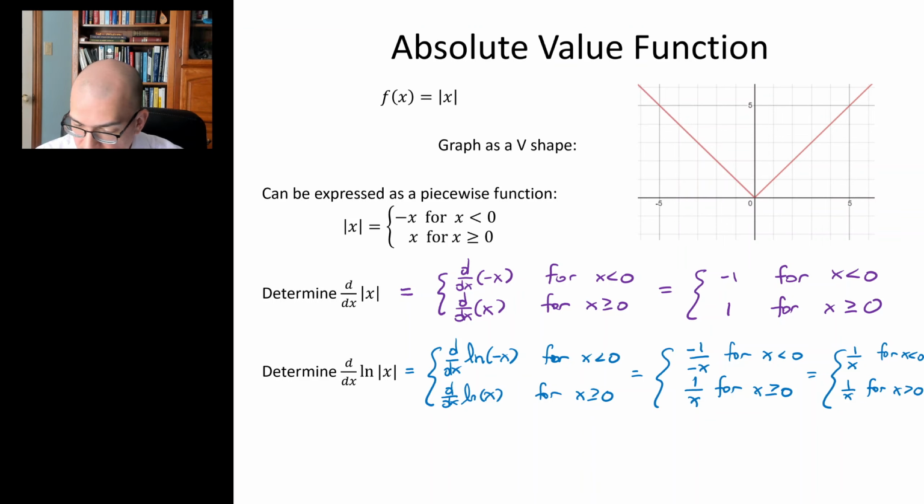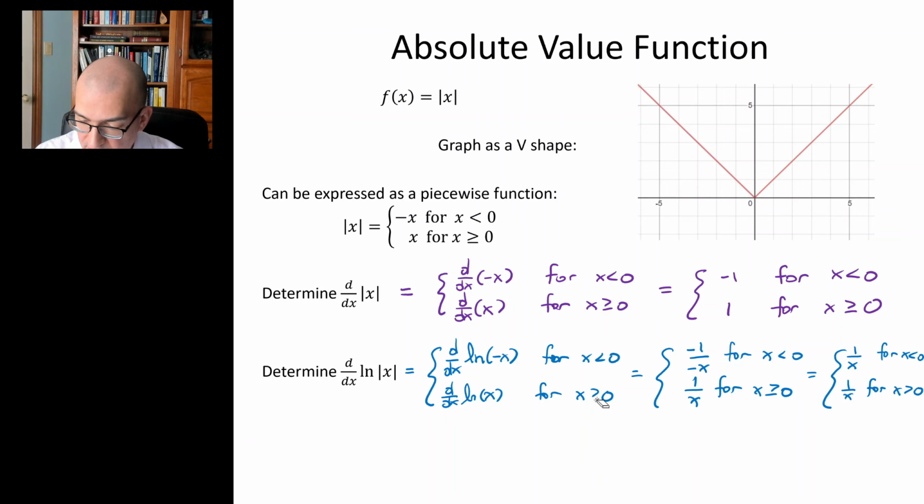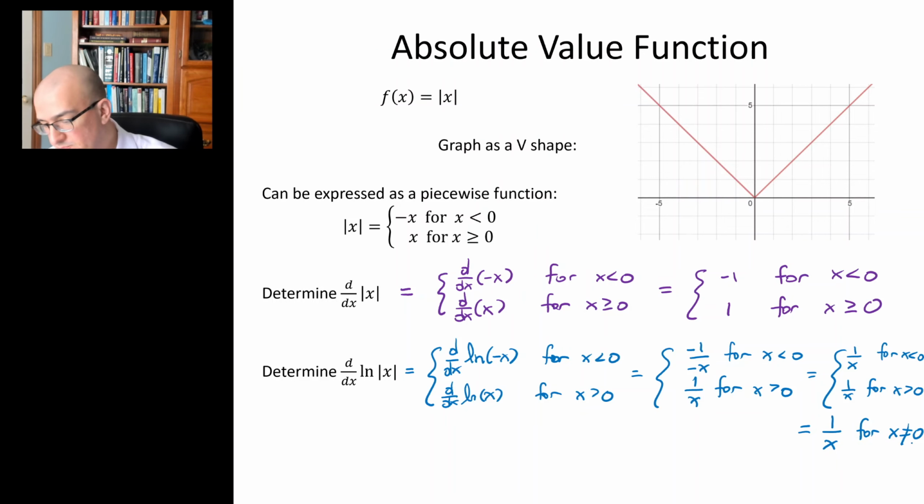And actually, the log function has a domain problem. Remember, you can't take the log of 0, so I'm going to get rid of this little equal sign underneath the inequality. And then, one more thing is notice that both pieces are the same thing. This is equal to 1 over x for x not equal to 0.